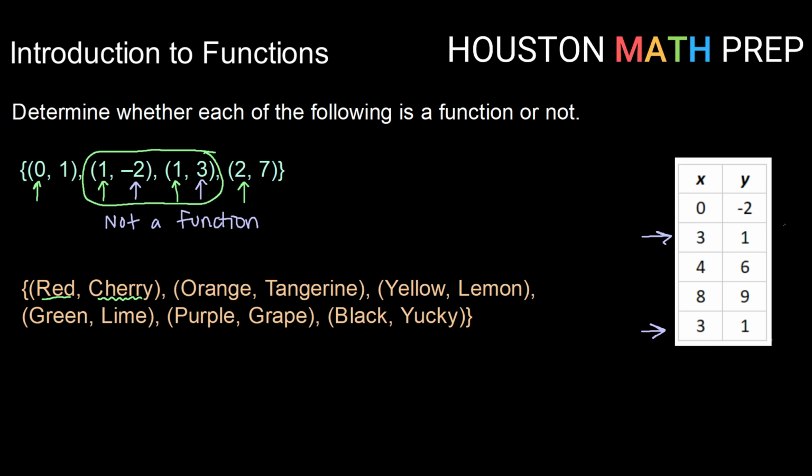So what we'll do is we'll then compare the associated outputs. In this case, they have the same output. So 3 matches with 1 and 3 matches with 1. That's okay. Each input can only have one output in a function, and that's what's happening here. The input 3 only has the output 1. So this one is a function.